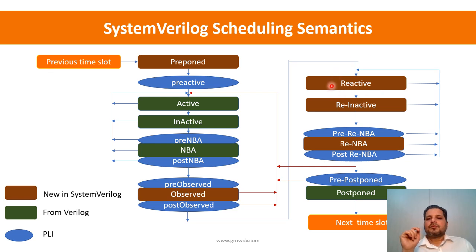Now, any blocking or non-blocking assignments that exist in the program block will execute over here. So the blocking assignments in the program block will get executed, that is, both the evaluation as well as the assignment will happen in the reactive region, and the RHS of the non-blocking assignments of the program block will get evaluated in the reactive region, and they would be assigned to their LHS in the re-NBA.